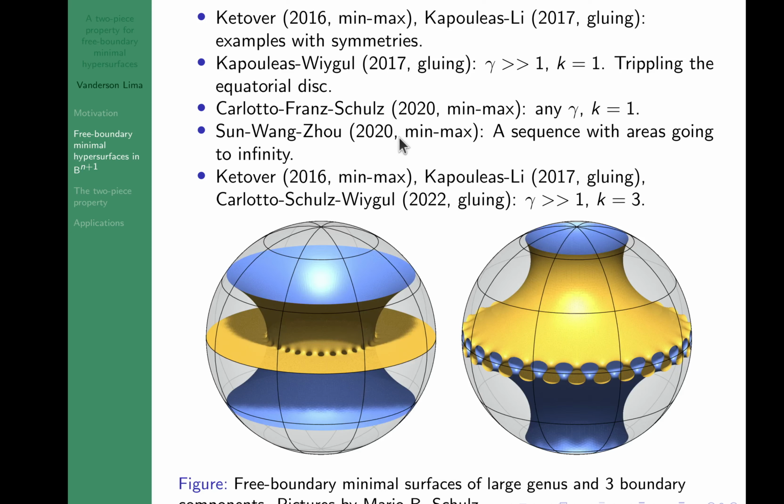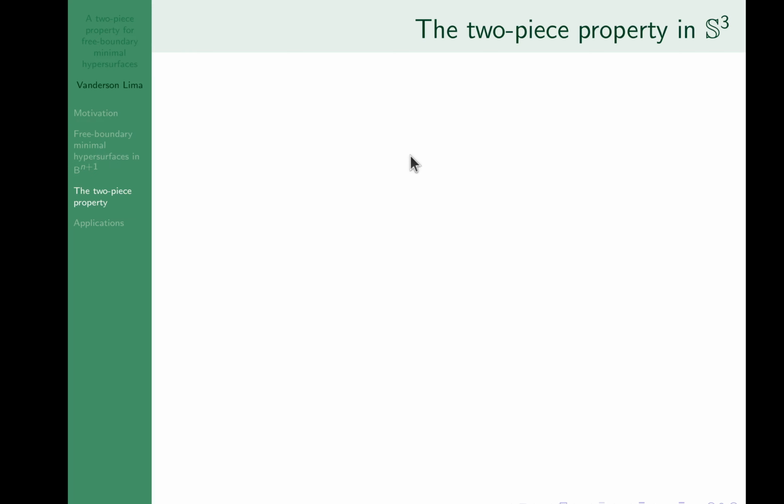So the picture will be something like that. The first family, on the left, kind of resembles the Hoffman-Costa-Meeks minimal surface in R3. And Carlotto, Schulz, and Wiygul found this other family on the right. So the theory developed very quickly, and now we have plenty of examples of these objects. Now I'll move to the main result, which is the so-called two-piece property.